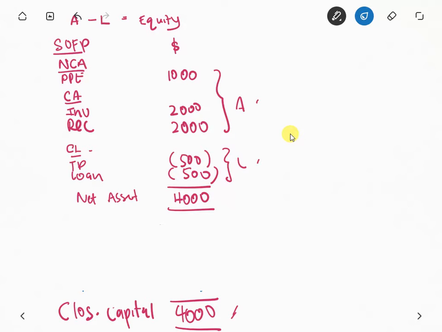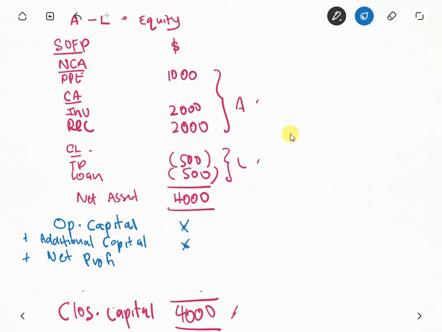I want to find my closing capital, we know that closing capital is made of opening capital plus what? Drawings? No. Additional capital. Plus additional capital, any more? Plus net profit, then minus drawings.